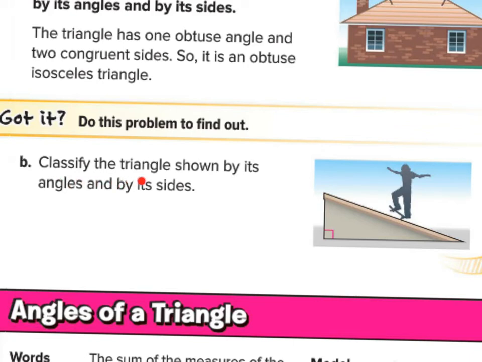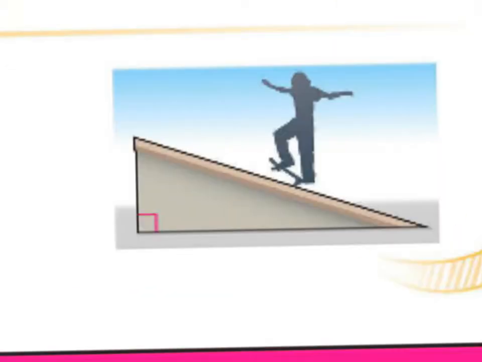Okay, classify the triangle shown by its angles and by its sides. Here we have a ramp. We have to classify by its angles and by its sides, right? We see that we have a right angle triangle. So this is a right triangle. What kind of right triangle?